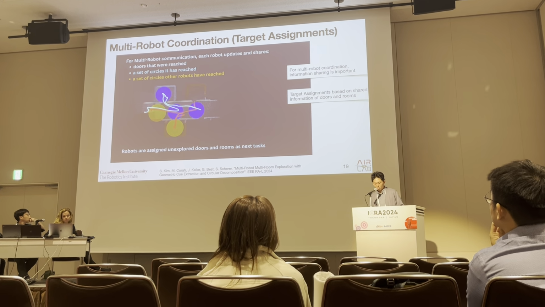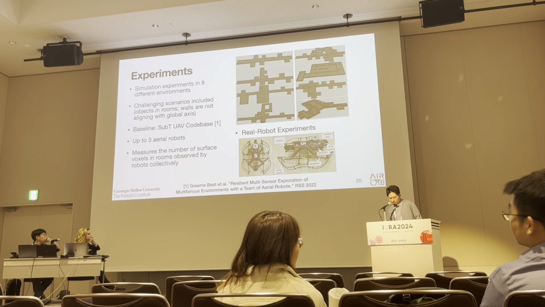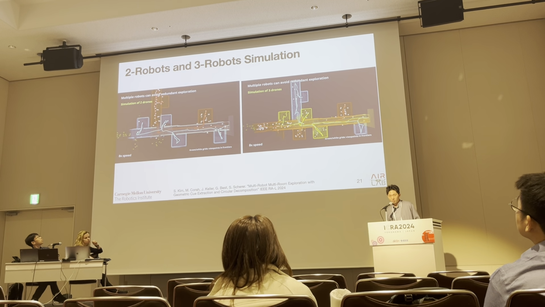As for the experiments, we did simulation experiments in 8 different environments, and this includes challenging scenarios including objects in rooms and walls not aligned with the global axis. For the baseline, we used the SUB-UAV code base that we published at RSS, and we tested with up to 3 aerial robots. We measured the number of surface voxels in rooms observed by the robots collectively. For the real robot experiments, we used custom-built aerial robots. This is a qualitative behavior comparison of 2 robots and 3 robots in simulations.